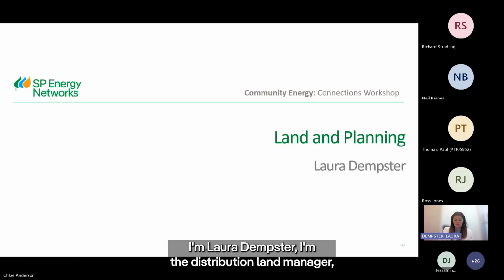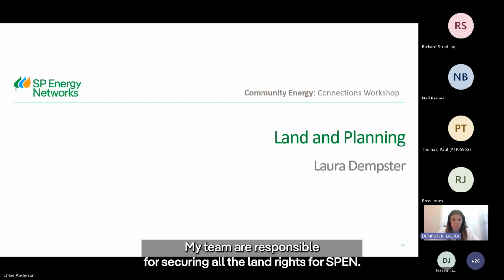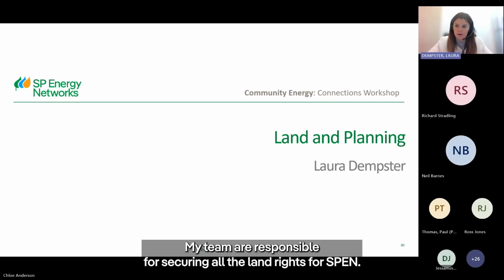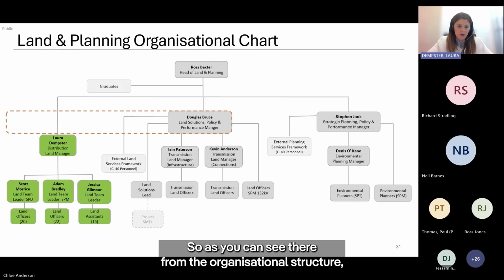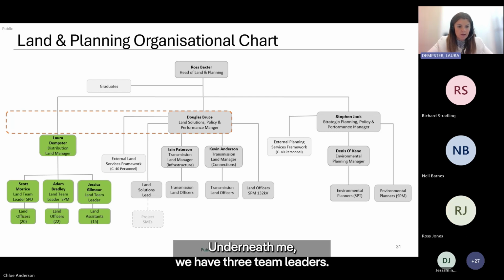Hi everybody, I'm Laura Dempster. I'm the Distribution Land Manager covering SPD and SPM. My team are responsible for securing all the land rights for SPEN. As you can see from the organisational structure, we all report into Ross Baxter.